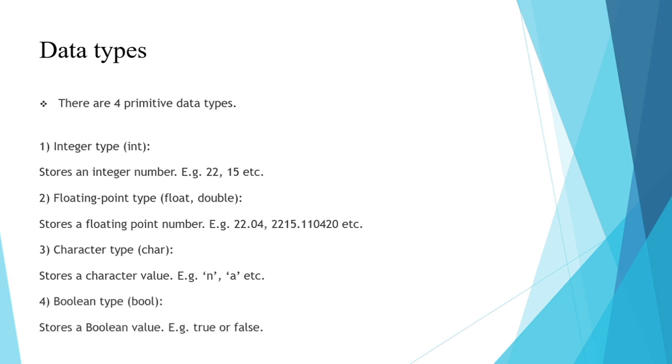Boolean type, bool. The bool data type is used to store Boolean values, which can only be true or false. For example, bool isWinter = true.